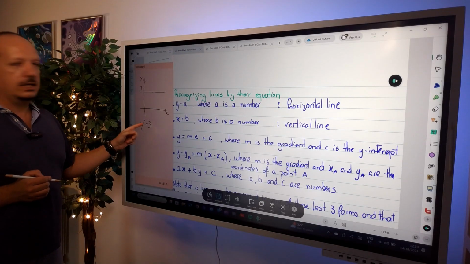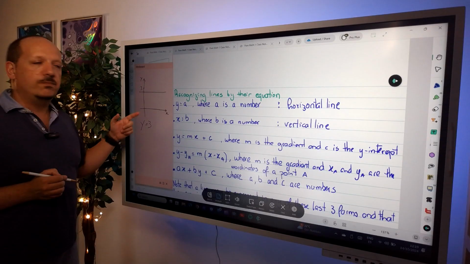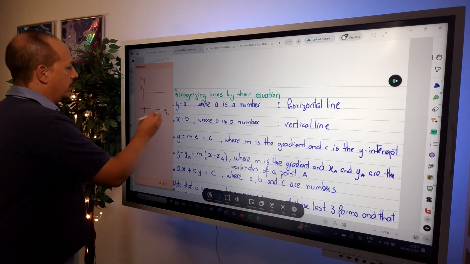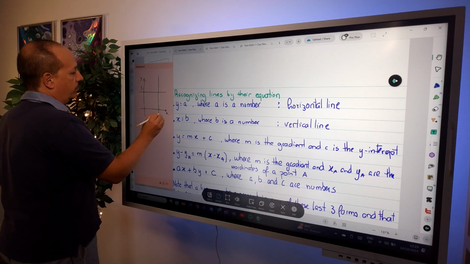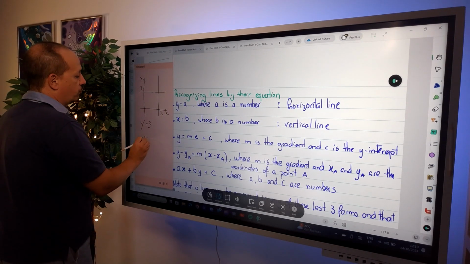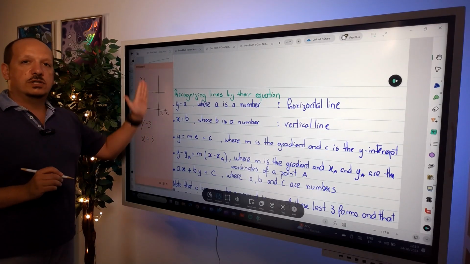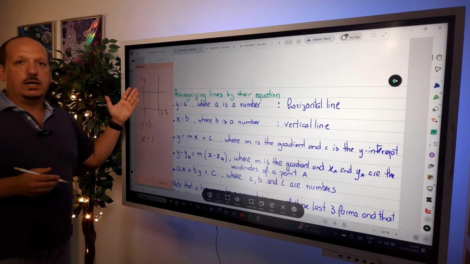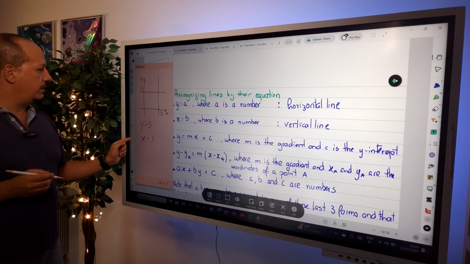It doesn't depend on x. It doesn't matter what x is, y is always going to be 3. Similarly, if you have a vertical line, and let's say that now this is also 3, if you just write x equals 3, this is going to be a straight vertical line. It doesn't depend on y, so you just write it as x equals 3.